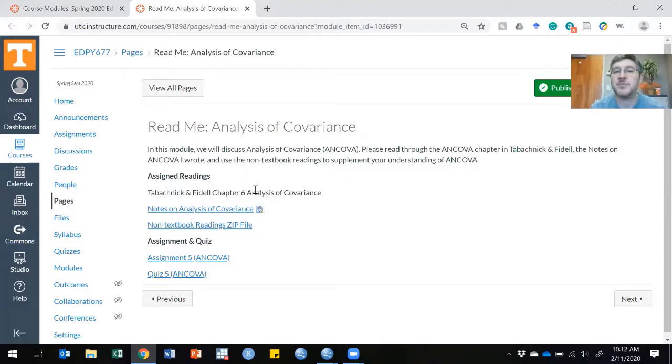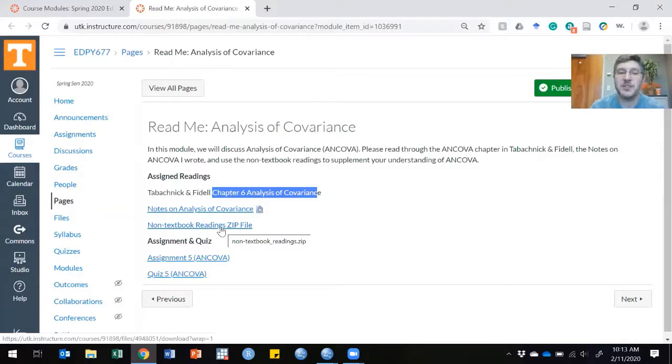We'll look at Chapter 6 on analysis of covariance in the Tabachnick and Fidell book. I've also posted some notes where I've summarized the readings and some of the chapters from other ANCOVA textbooks. And then I also have a zip file of some other helpful information that I found on analysis of covariance. There's also a link to the assignment and quiz here.